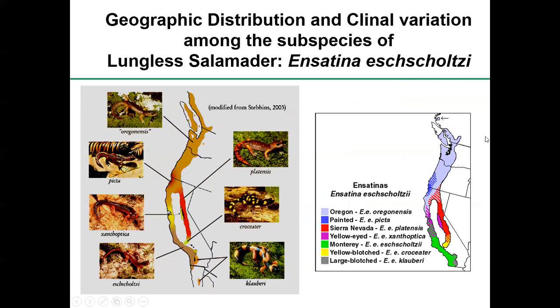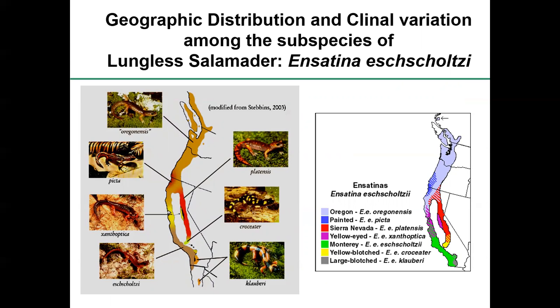This particular group of species occurs from British Columbia in Canada all the way down to Baja of Mexico. There are 7 subspecies that are currently recognized, and all occur in California. There's considerable variation among the color patterns of all these various subspecies. Here you can see the schematic of all the different subspecies and how dramatically they vary in terms of their physical appearance. They have very obviously different color patterns.